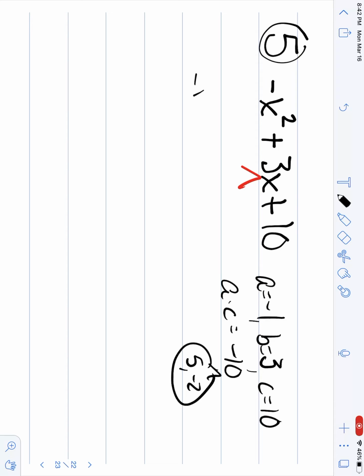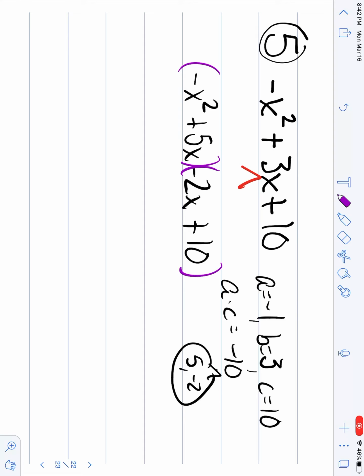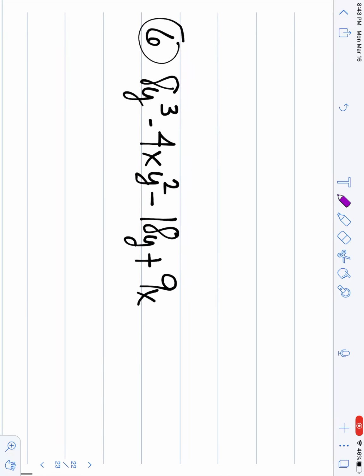Split it up. So you're going to have -x squared plus 5x minus 2x plus 10. I'm going to let you finish it from there. You can factor by grouping from there and get a factorization. So don't let that negative sign throw you off.